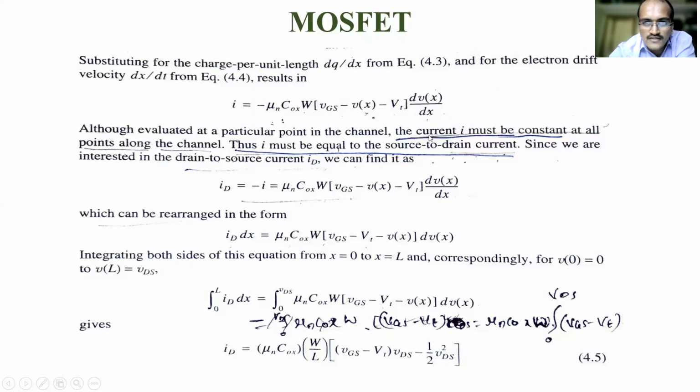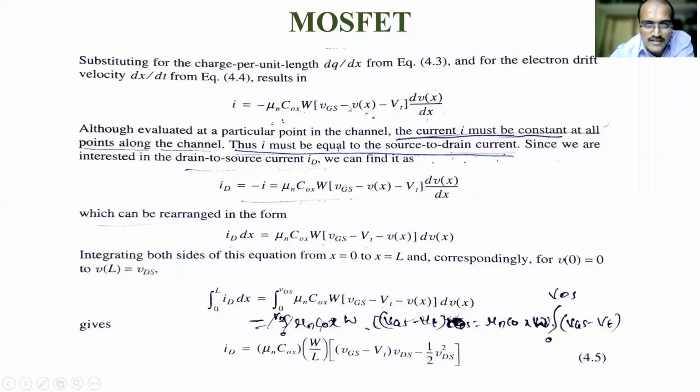Now it is in x form. The current I must be constant at all points along the channel. So what we have to do is take the differential term, and apply the integration here, apply the limits, and get the final value. Because here the V of x term is there, we have taken it for a certain portion, right?